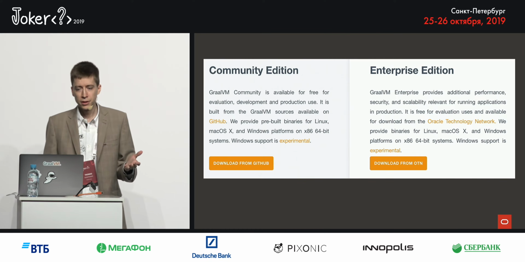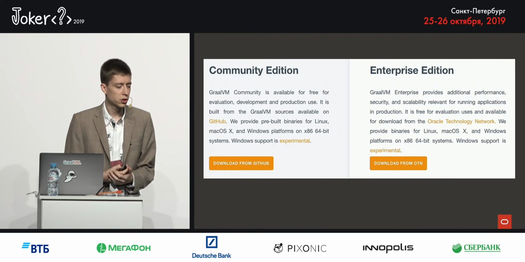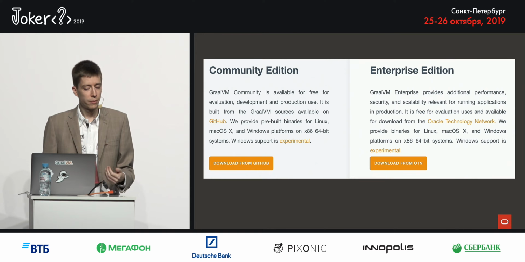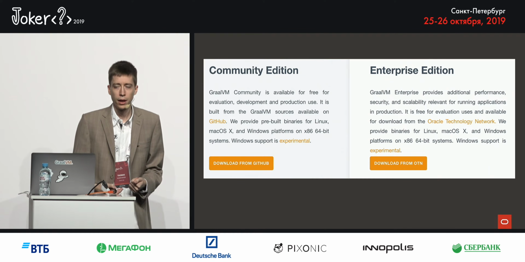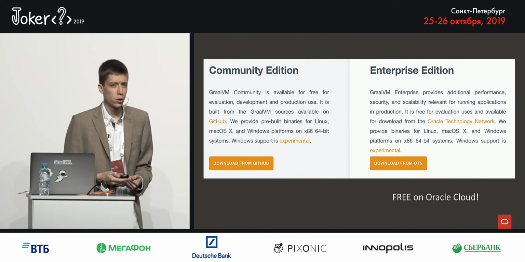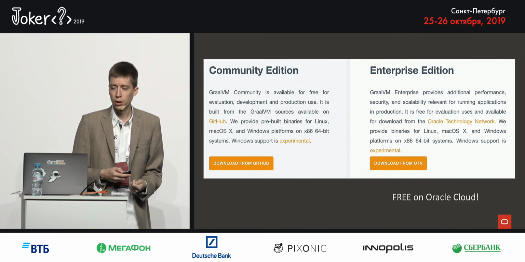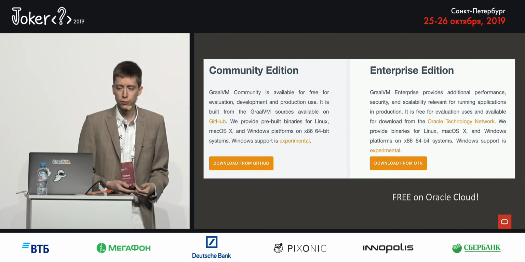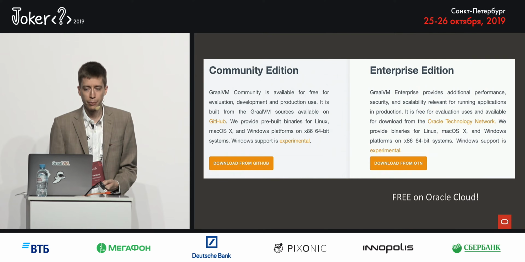GraalVM comes in 2 editions. There's a community edition that is open source on GitHub. You can use it for production. There's no restrictions on it. And there is the GraalVM Enterprise Edition, which is an Oracle product that comes with support, but that requires a license. Except, of course, if you run it on the Oracle Cloud, where it is available for free for you. And the Oracle Cloud also has now a free tier, so you can have a certain amount of machines for free in the Oracle Cloud, running also your GraalVM enterprise applications.